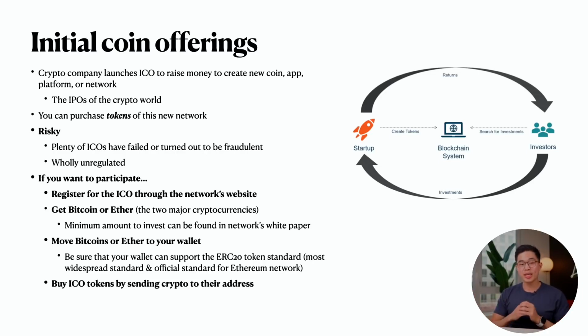But if you do want to take a shot and take a gamble, you can basically register for the ICO through the network's website. You'll move your Bitcoins or Ether to the wallet, and then you're going to buy ICO tokens by sending crypto to their address. A lot of ICOs were scams back in 2017, 2018, so I definitely recommend avoid these if you can.